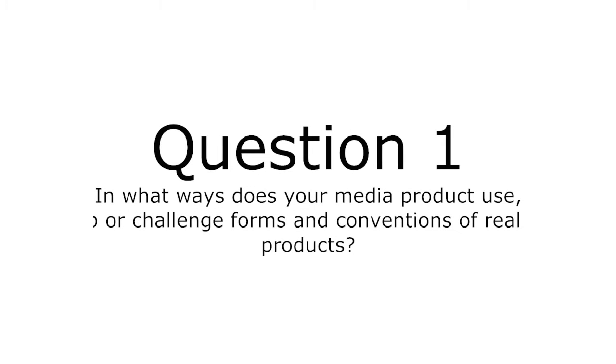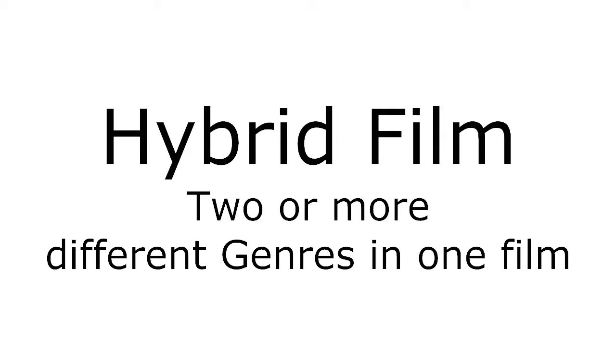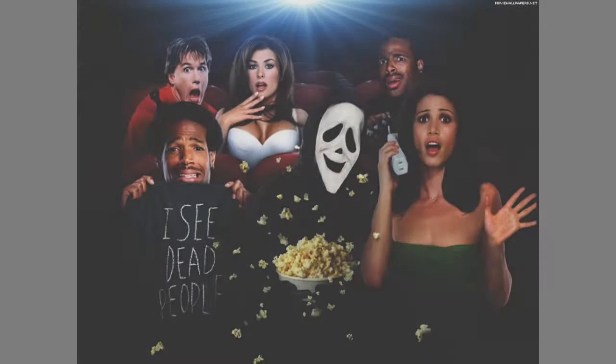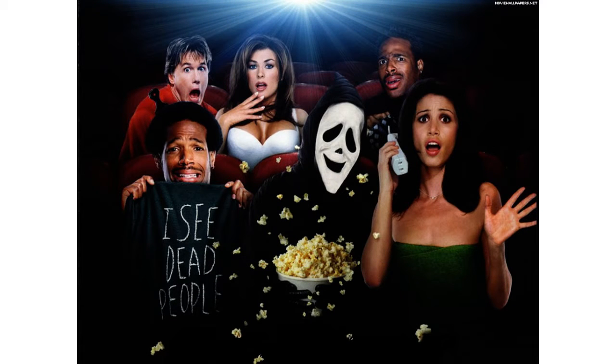Question 1. In what ways does your media product use, develop, or challenge forms and conventions of real media products? Our film is a hybrid film, a thriller and a comedy mixed together. There are many films out there that have done this before. An example of this is the Scary Movie series. They were including comedy as well as basing the film on a thriller.